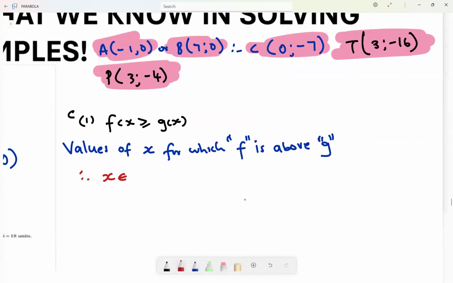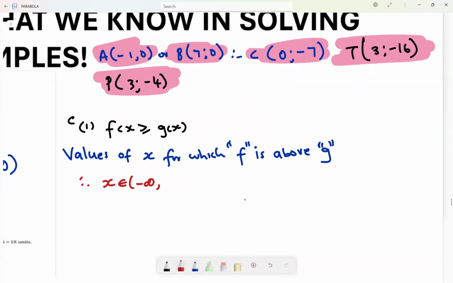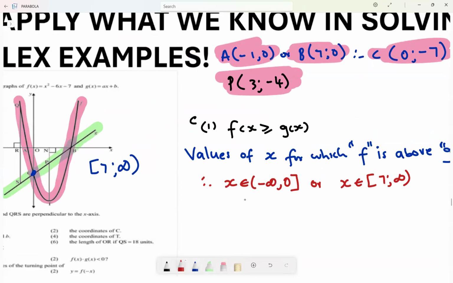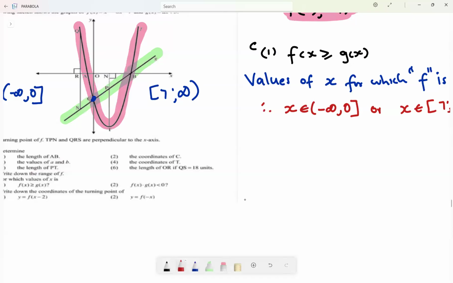From -infinity to 0, which is included, or x is an element of from what? From 7 to what? To infinity. So this is what they mean when they say f of x is greater than g of x.